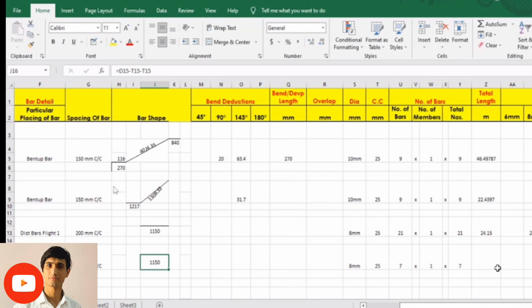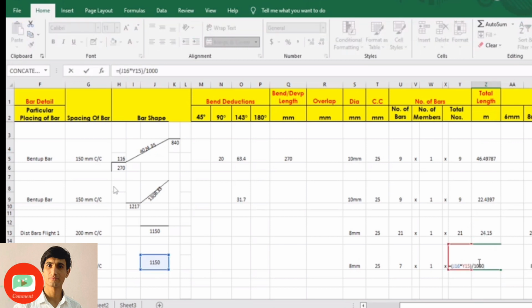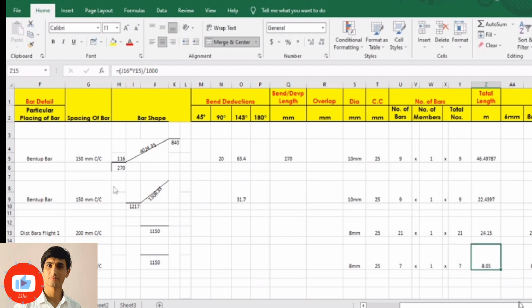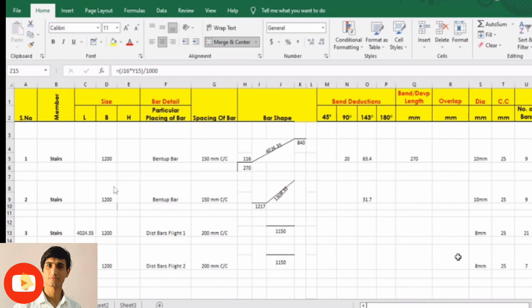Next to it, we need to find out the total length, and in order to find out total length, we will simply copy this formula, paste it over here. Double click over here, this one multiply by total numbers divided by 1000. So we can find out all of the bars here in the stairs.